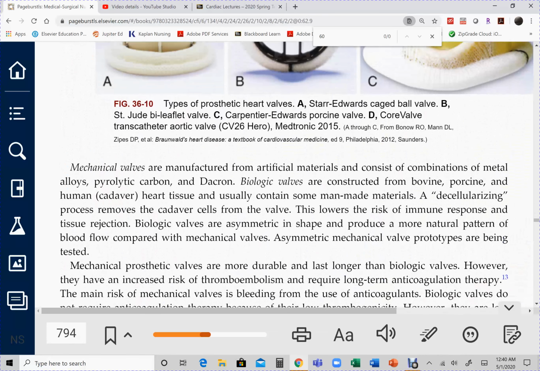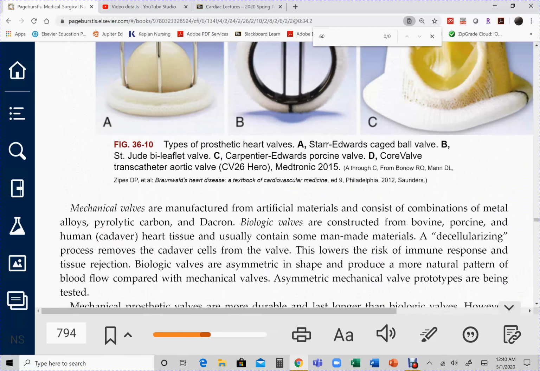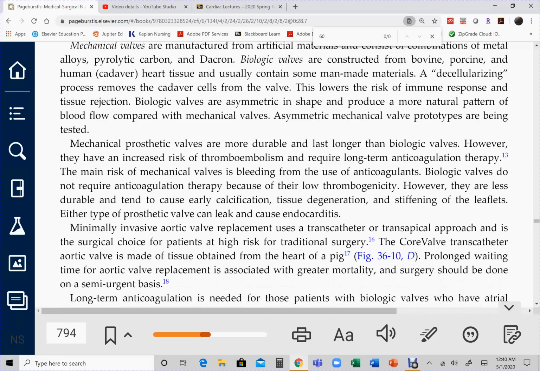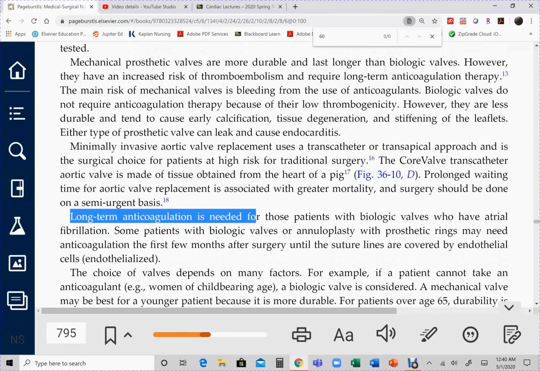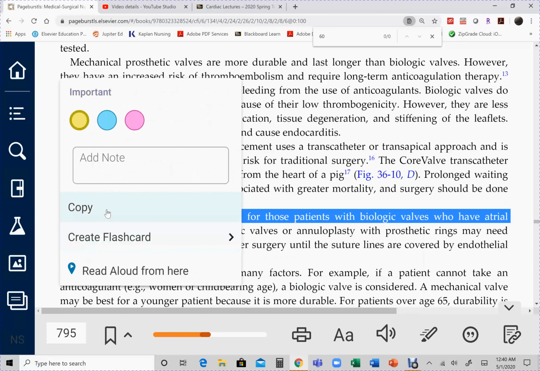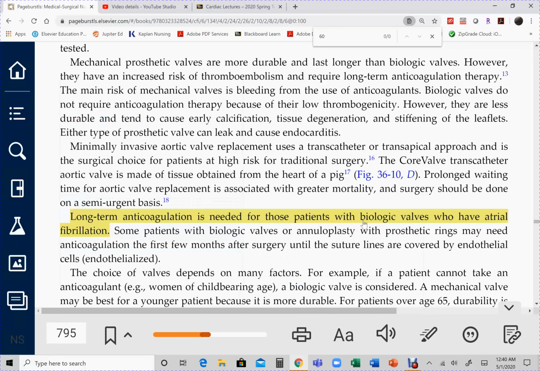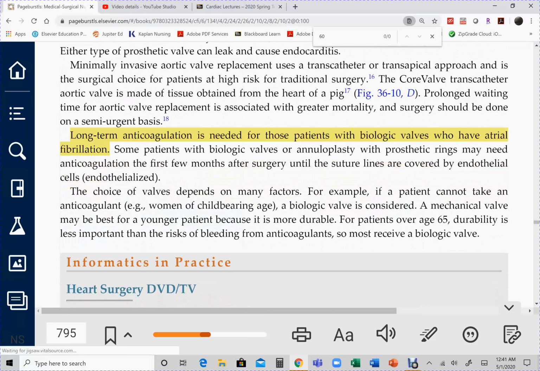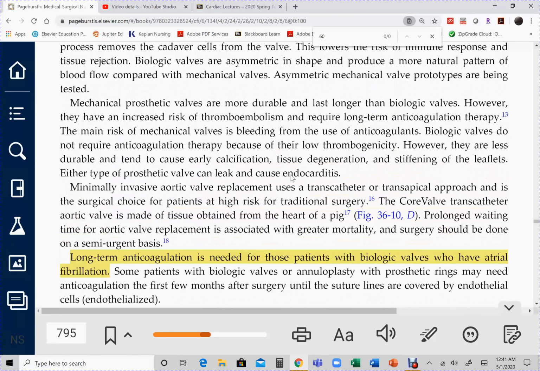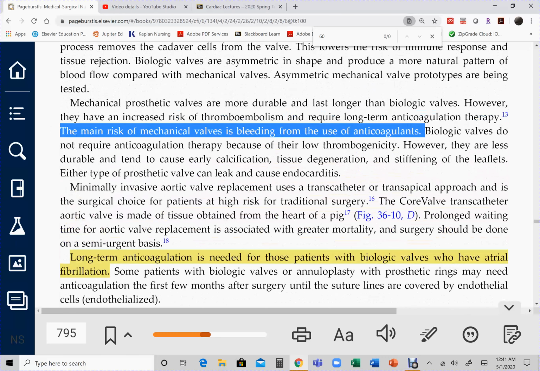If the patient receives a mechanical valve, here, I almost forgot, then part of the therapy will be anticoagulation, because mechanical valves tend to form clots. So here we have long-term anticoagulation if they have AFib. Okay, so this is for biologics, so that's the only time biologic valve replacements receive anticoagulation. Okay, but it's standard if the patient has a mechanical valve. So right here.